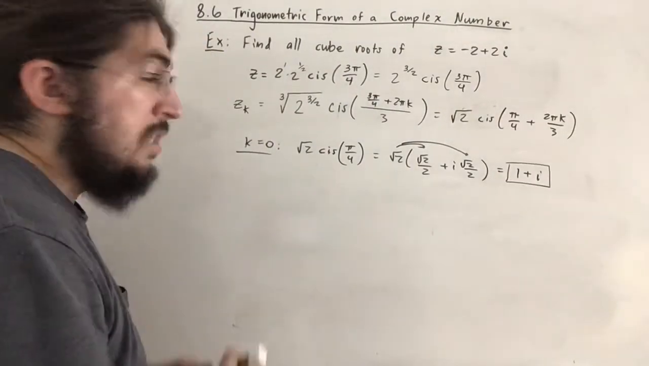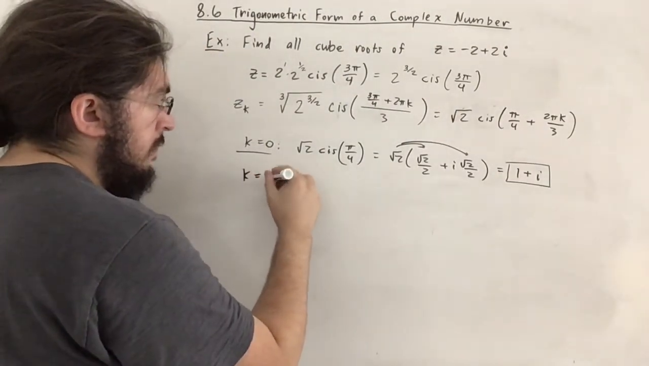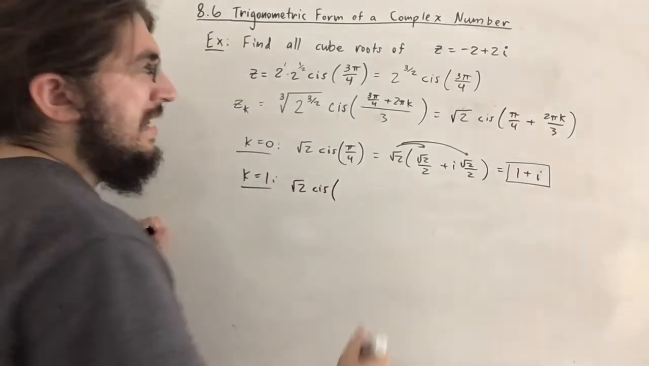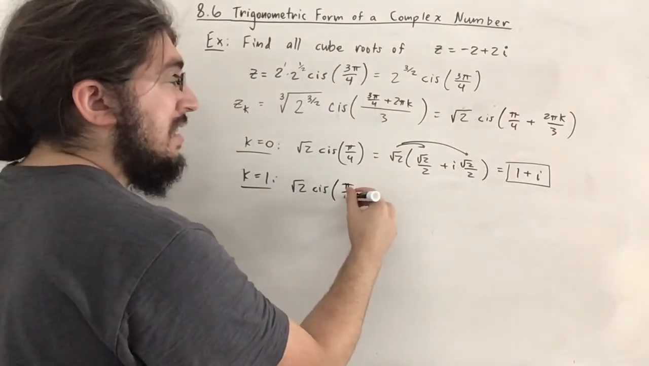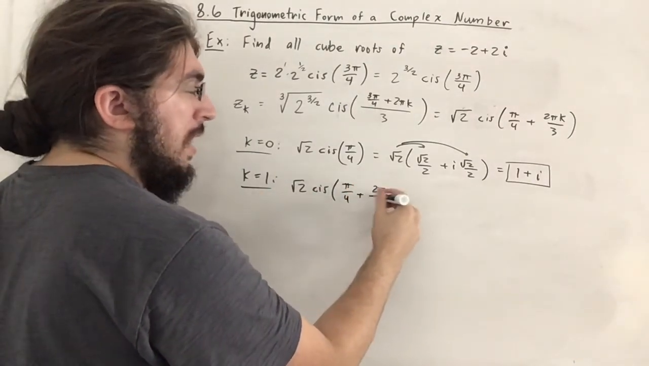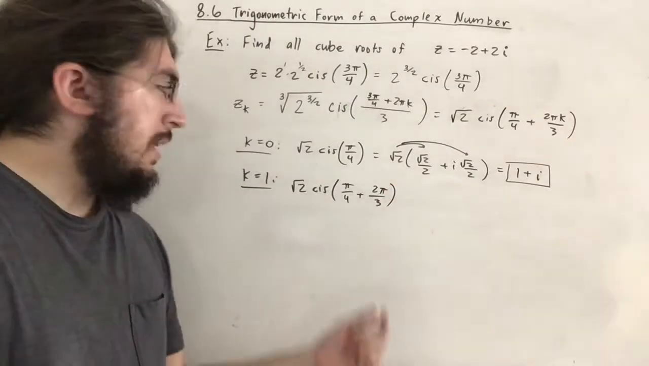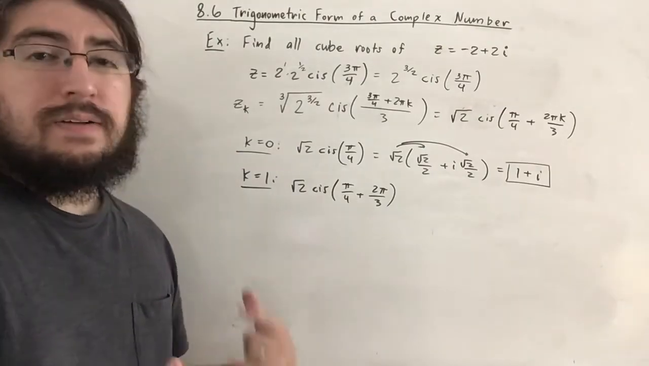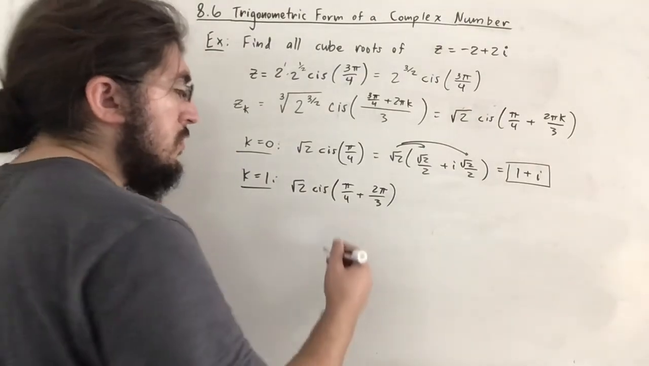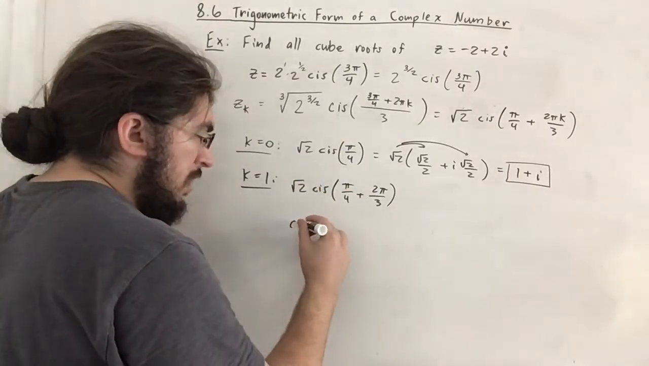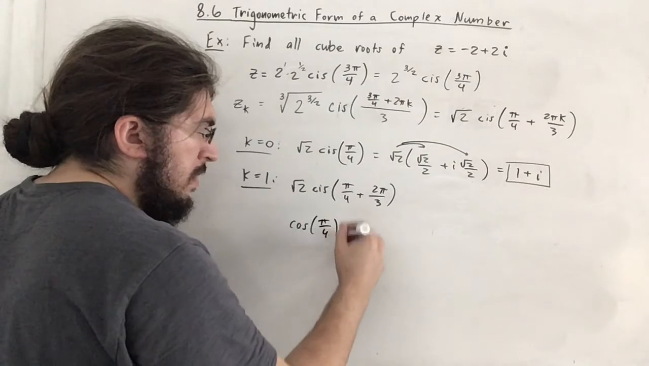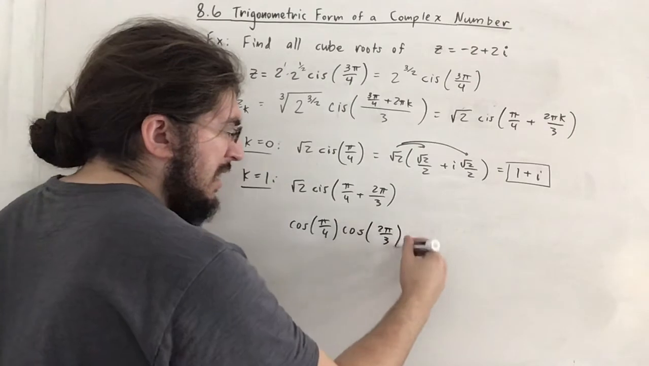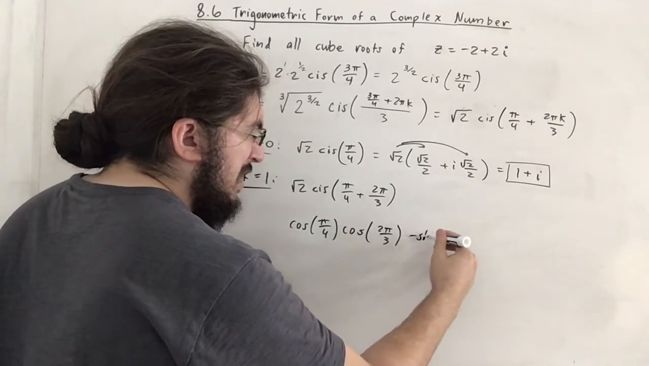Okay, good. So now when we plug in 1, k equals 1, we get radical 2 times cis of pi over 4 plus 2 pi over 3. Now this is a little complicated because we need to take cosine of this and then sine of this. So in reality we have these summation formulas to use. I want to try to do it, but I think it'll take a little bit of time, so I'll just show you for the first one. So for cosine of a sum, it's cosine times cosine minus sine times sine.